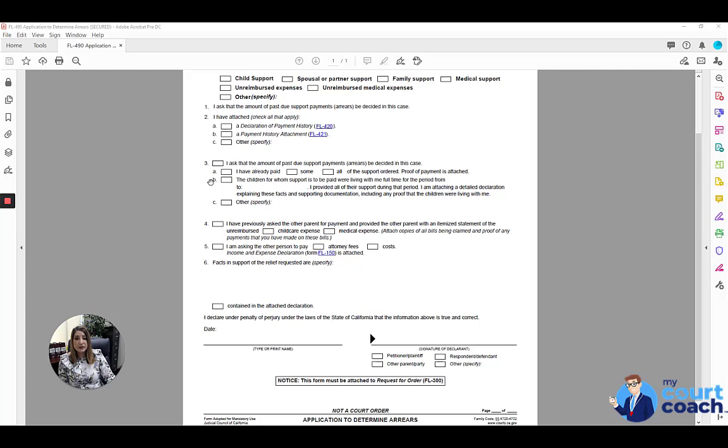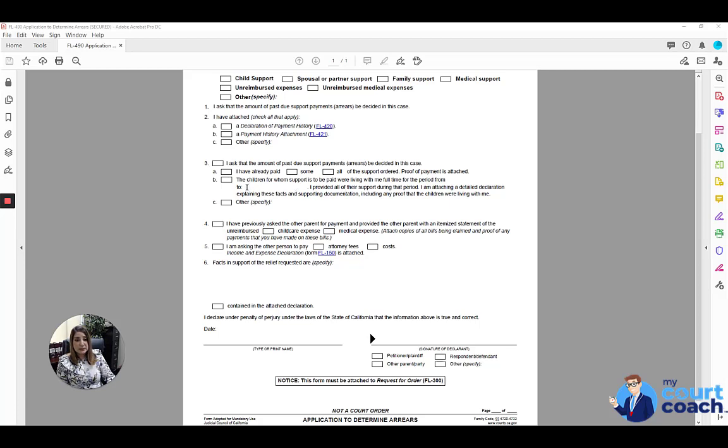If you're asking for an equitable offset, you would mark 3B. That's where the children that the support was ordered for are living with you full-time for a period. Then the court can consider that and offset those amounts of child support that would have been due during that period from the total balance.